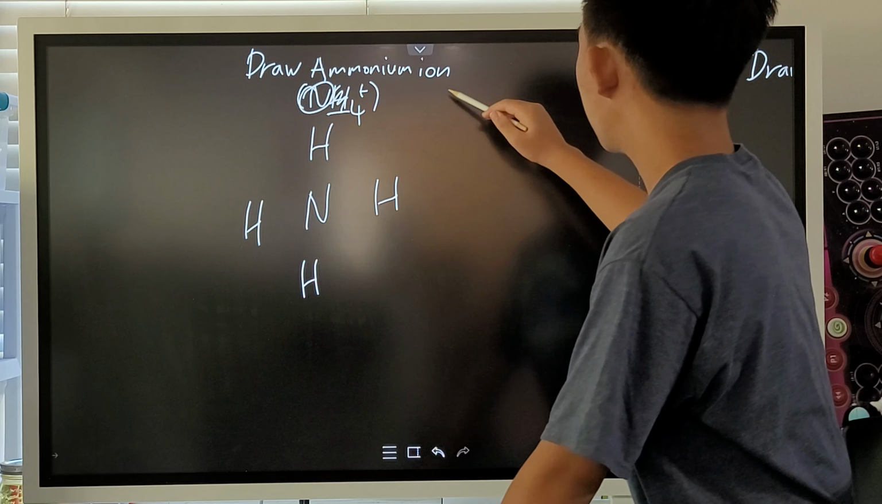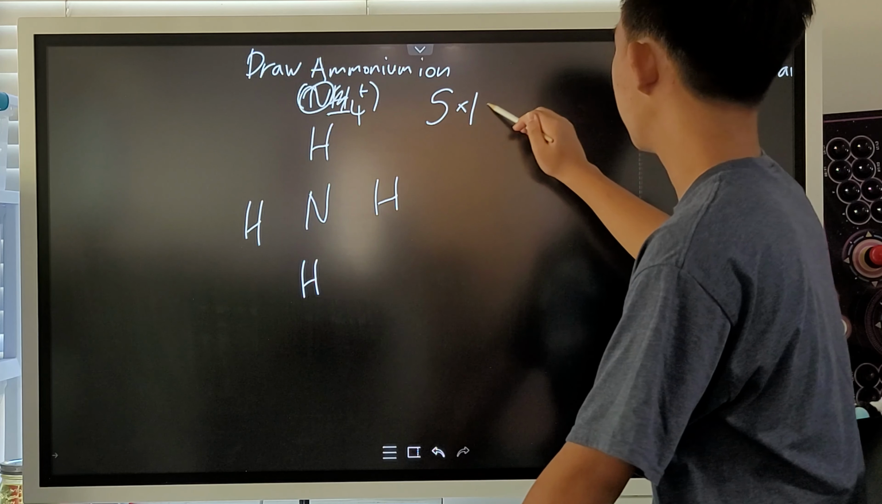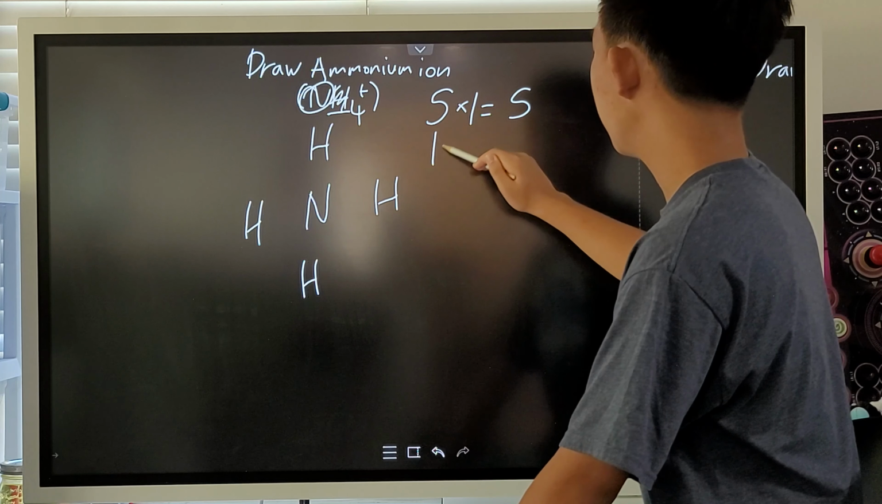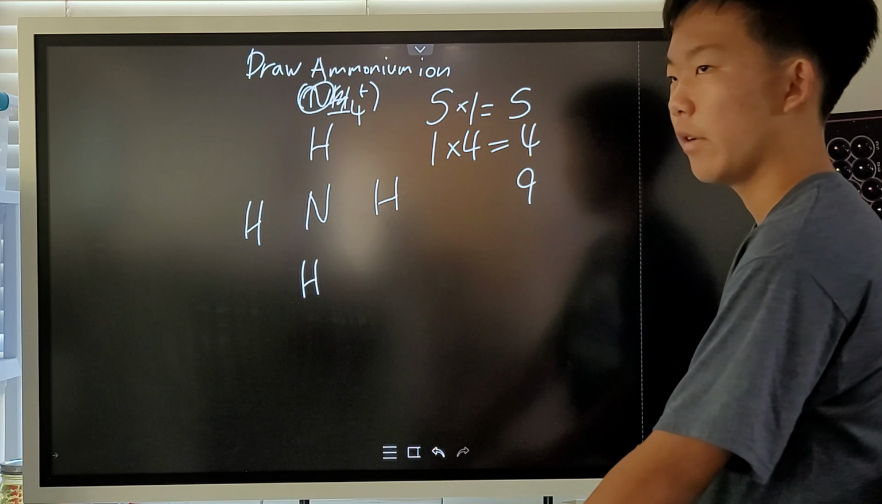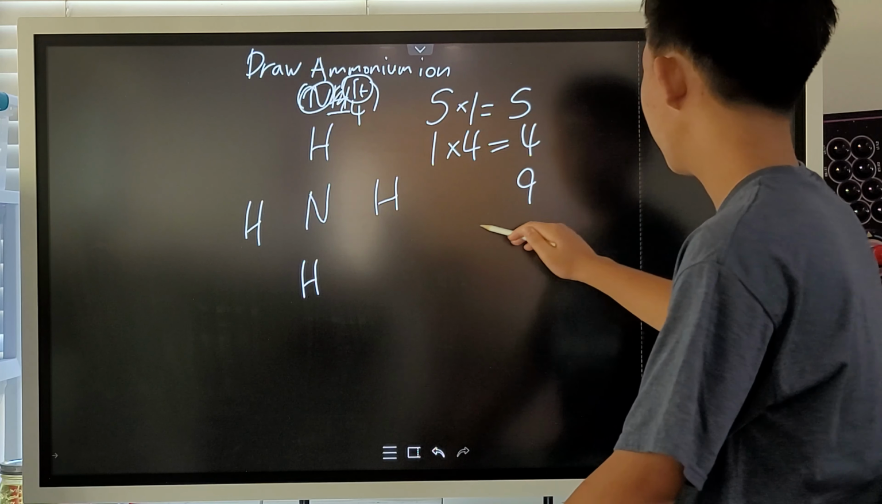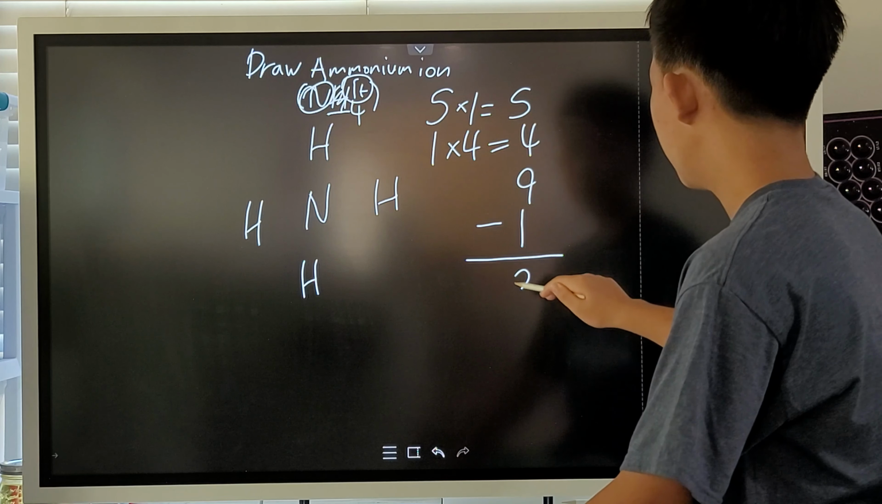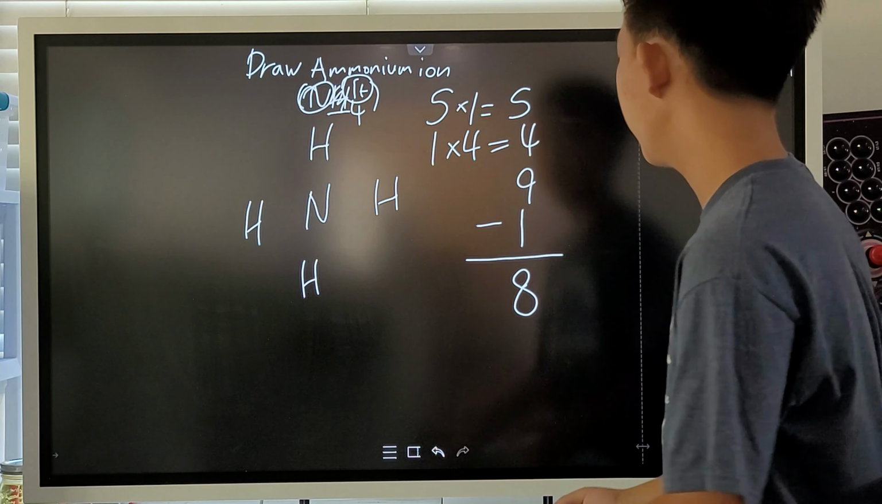So now let's add up our valence electrons. Nitrogen has 5, 5 times 1 equals 5. Hydrogen has 1, 1 times 4 equals 4. We have 9 electrons. Wait, no, we don't have 9 electrons. Remember this 1 plus charge, so we have to subtract 1. So we have 8 electrons that we can use in bonding and other stuff.